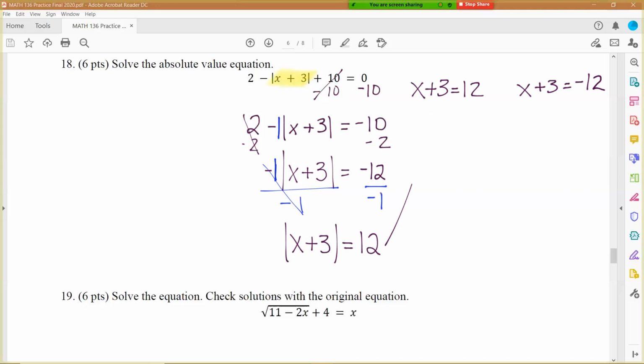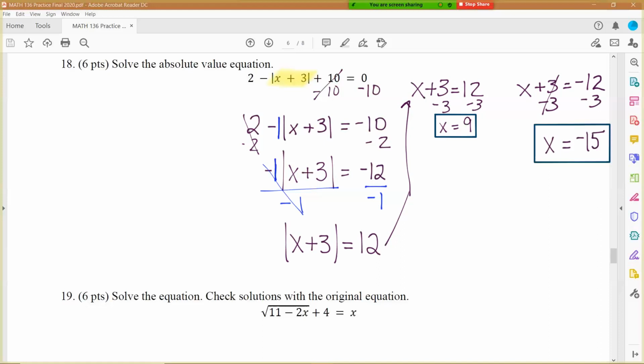They're really not that terrible once you get to this point. So x plus 3 equals 12, subtract 3 from both sides, and x equals 9. There's one answer. Circle it, box it in, do what you do. For the second one, you're again going to subtract 3, but this time you have -12 minus 3, which is -15. So 2 answers. You'll always have 2 answers for any absolute value equation that you're solving.